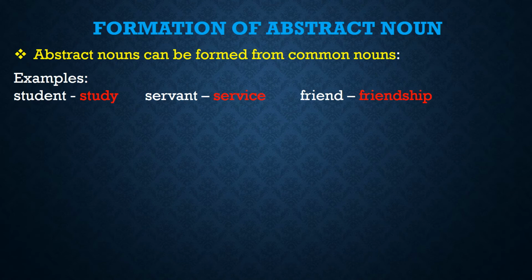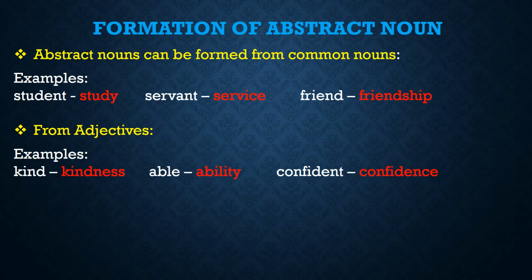Abstract nouns can also be formed from adjectives. How? The examples are here. For example, kind. Kind is the adjective, and if you convert it into an abstract noun, you will call it kindness. Able is an adjective, ability is your abstract noun. Confident is an adjective and confidence is the abstract noun.